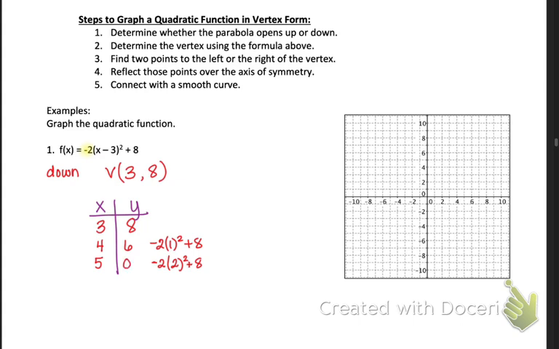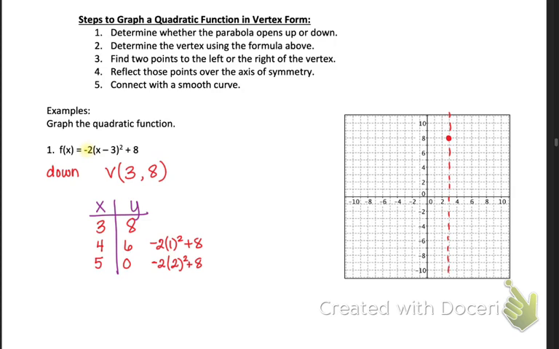So here's what I've got. (3, 8) is my vertex. The axis of symmetry is this invisible vertical line through here. Now, you don't have to draw it, but that is what we're looking at.